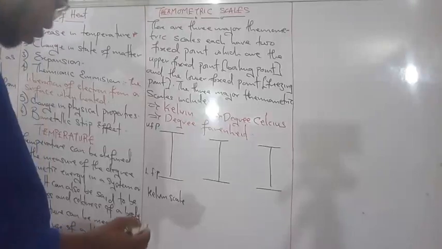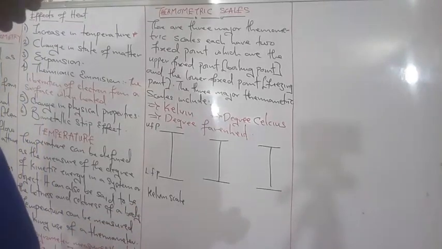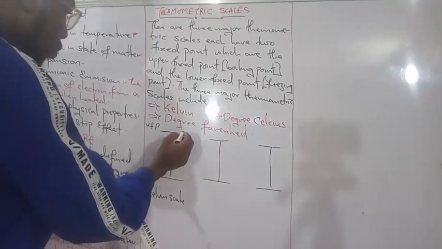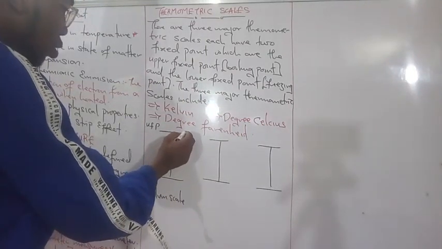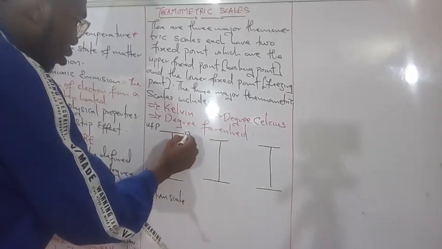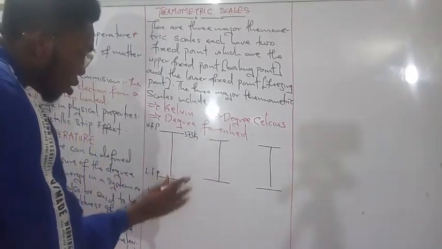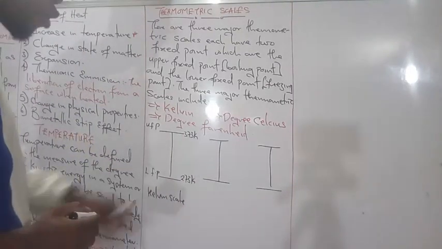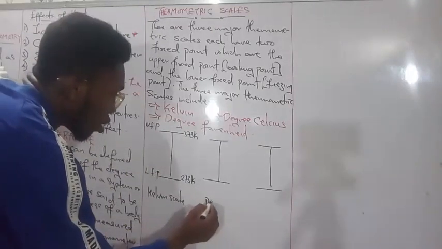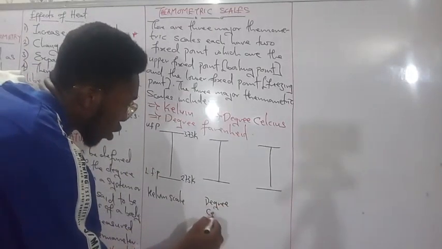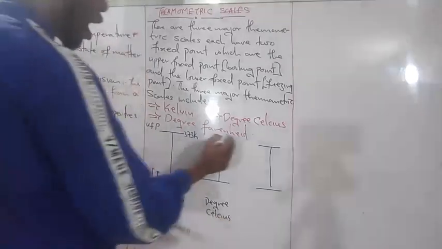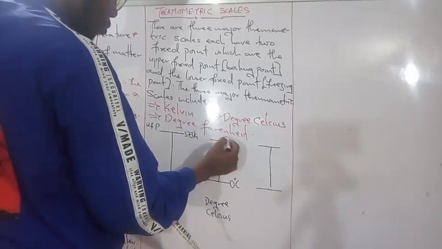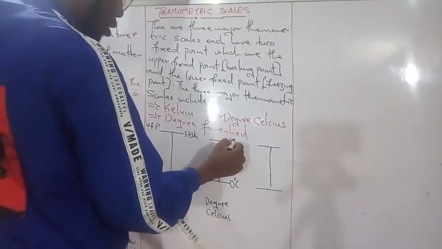Let's imagine this for our Kelvin scale. For our Kelvin scale, we have the upper fixed point to be 373 Kelvin and the lower fixed point to be 273 Kelvin. See that now? But for degree Celsius, also called centigrade, you have the lower fixed point to be 0 degrees Celsius and your upper fixed point to be 100 degrees Celsius.